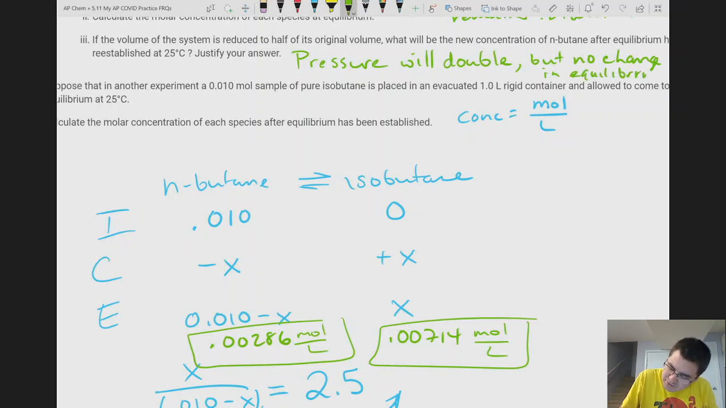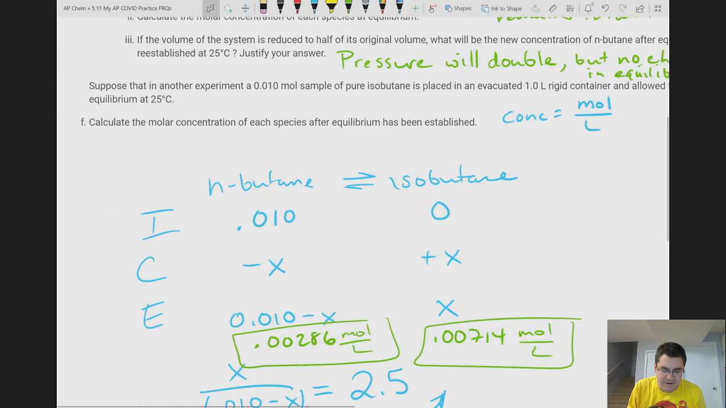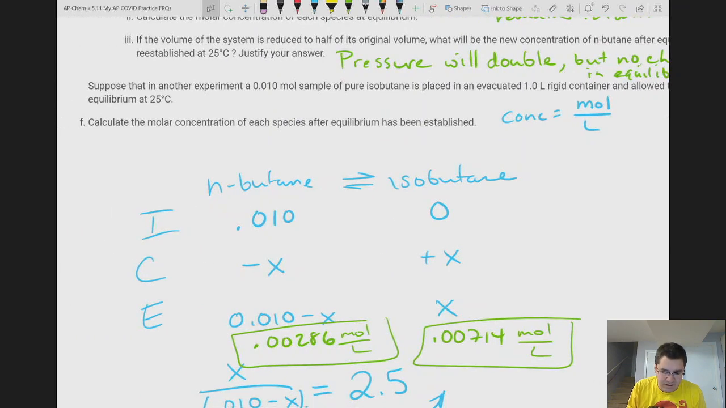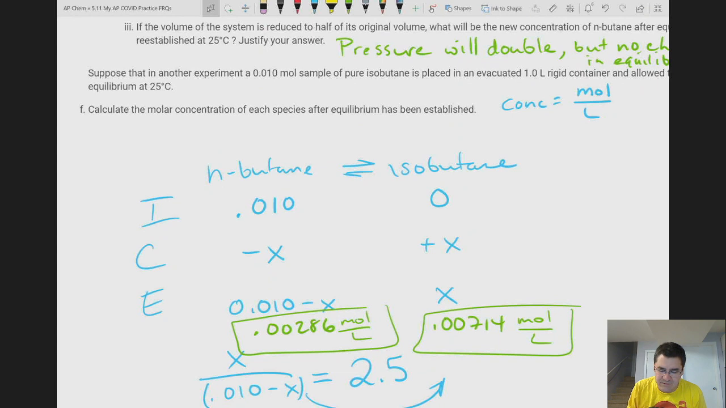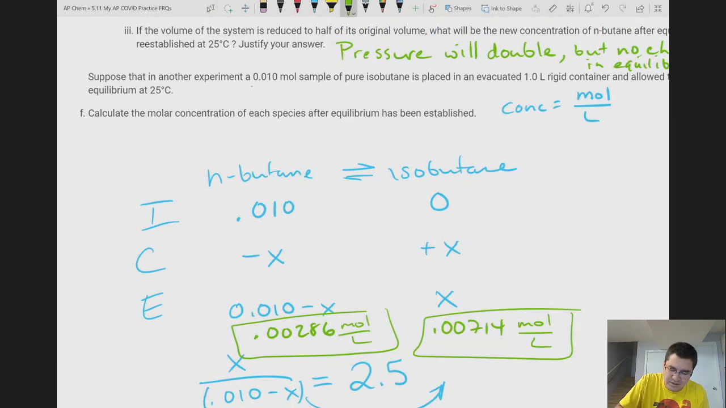No change in equilibrium because, again, it's a 1-to-1 gas ratio. Okay, so suppose that in another experiment, a 0.010 mole sample of pure isobutane is placed in an evacuated 1 liter rigid container and allowed to come to equilibrium. Calculate the molar concentration of each species after equilibrium has been established. I think this is the exact same question, except instead of butane, you're putting isobutane in.